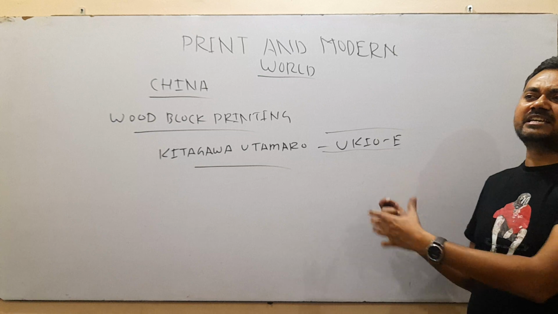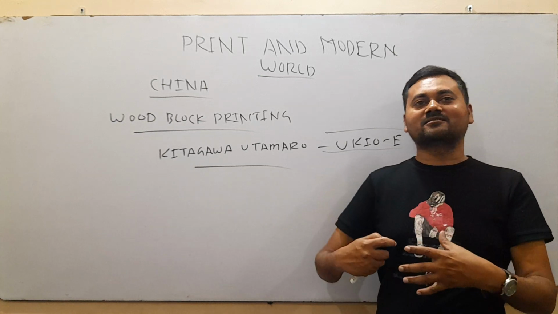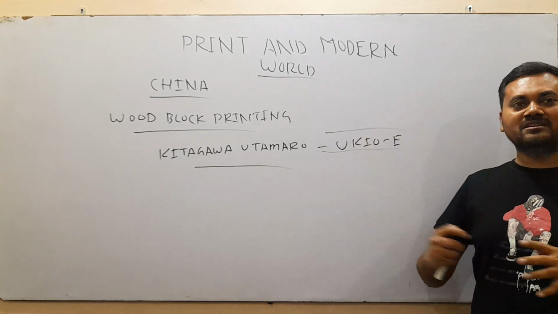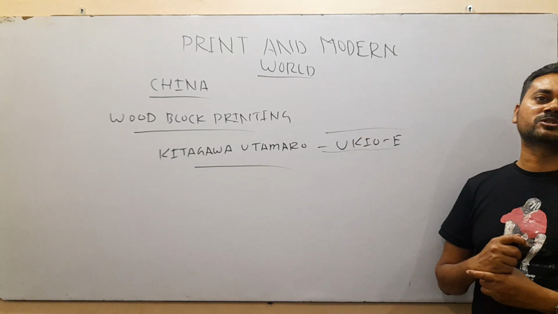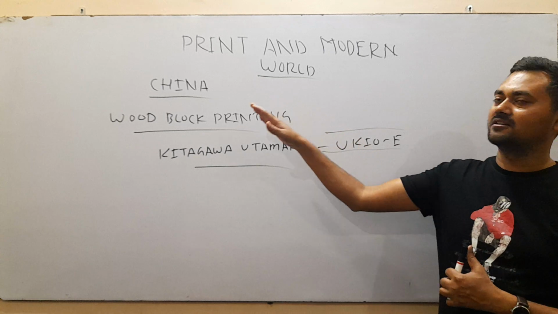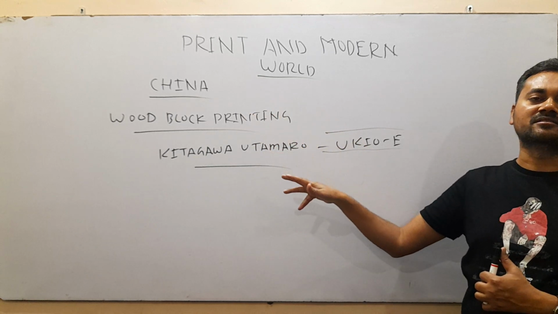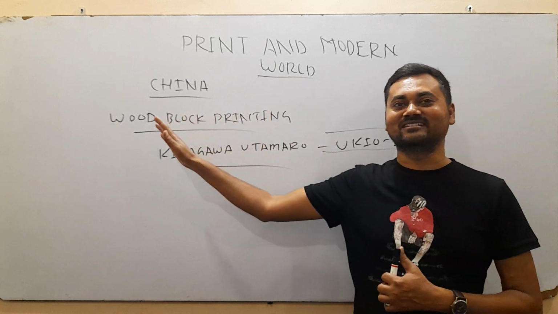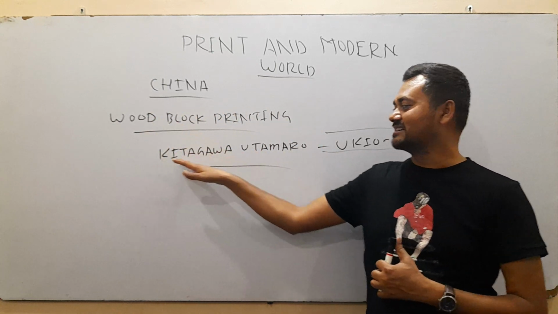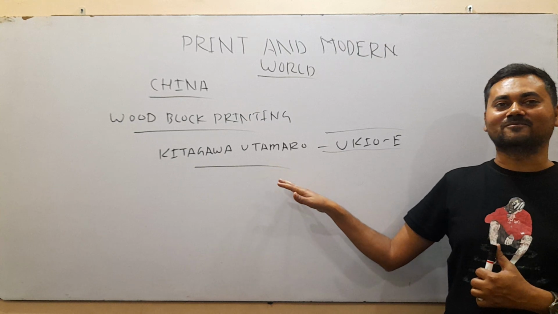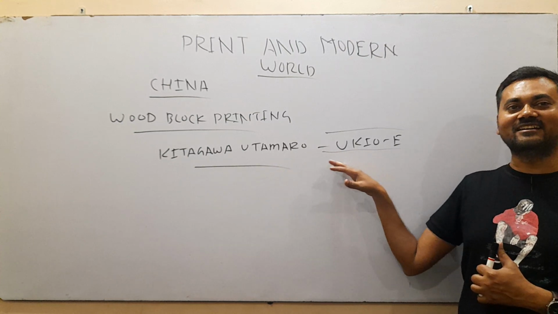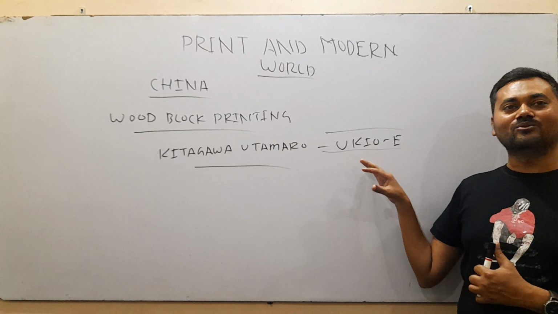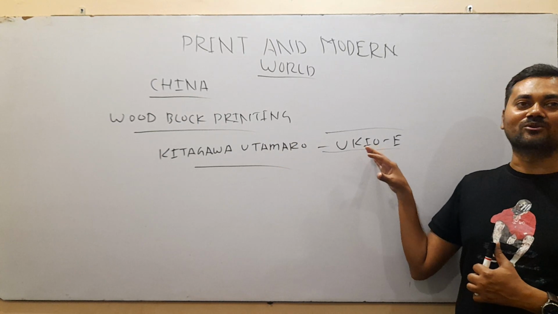By the way, this style later on added erotic pictures. So it developed a very unique sort of space in the print culture of Japan. But the seed was sown by China only, which was followed by Kitagawa Utamaro. And this style of painting, which was generated by him, is called ukiyo.